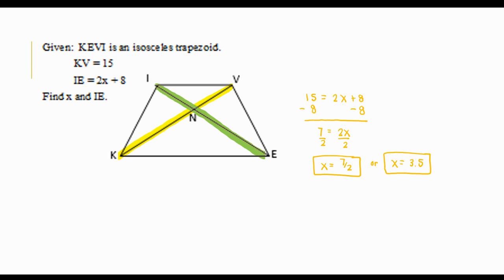The other thing it was asking for was the length of IE. Well, honestly, you don't even have to substitute in 7 halves or 3.5 into that expression, because remember, the whole point is that the diagonals of an isosceles trapezoid are congruent. I already gave you KV to be 15, so that's also the length of IE. So you could have actually found that first before we even solve for x.